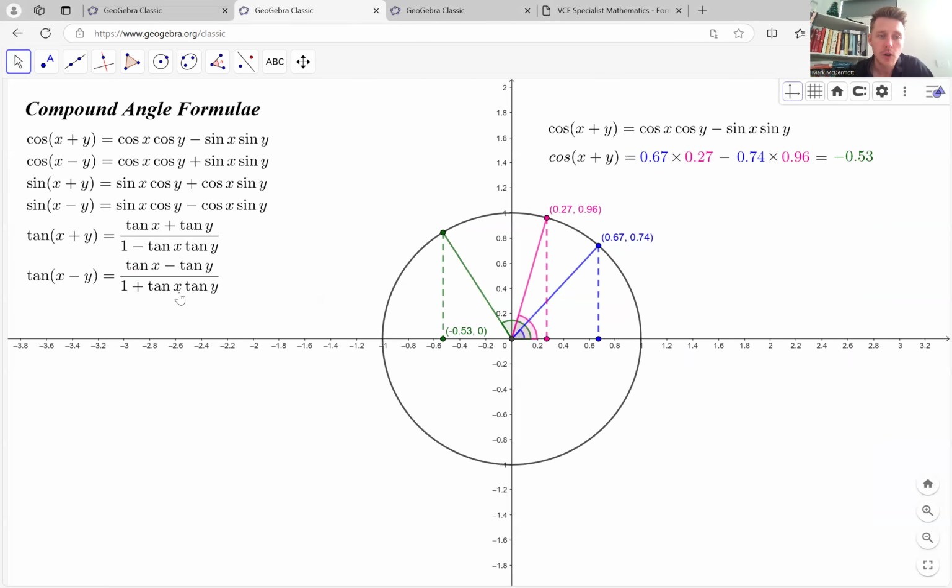So these are the compound angle formulas, and essentially they're just a bunch of rules that hold true when you're compounding angles. So you're either adding them or subtracting them. So for example, cos of x plus y, cos of x minus y, sine of x plus y, sine of x minus y, tan of x plus y, tan of x minus y. We're compounding these angles with adding them or subtracting them. And then they just equal all these things on the right.